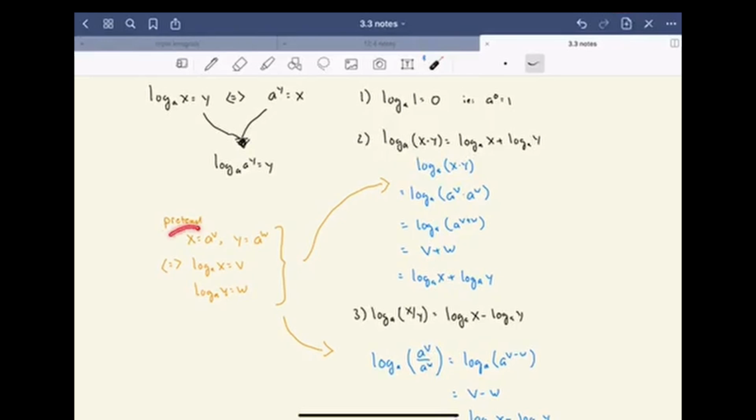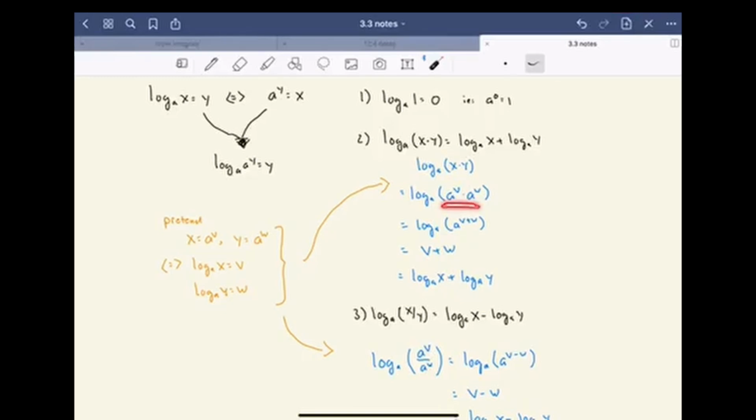Let's say that x and y can both be expressed as a to some power. x is a to the v, and y is a to the w. So, this is equivalent to saying that the log base a of x equals v, and the log base a of y equals w. Inserting that into the log base a of x times y, x is of course a to the v, y is of course a to the w.